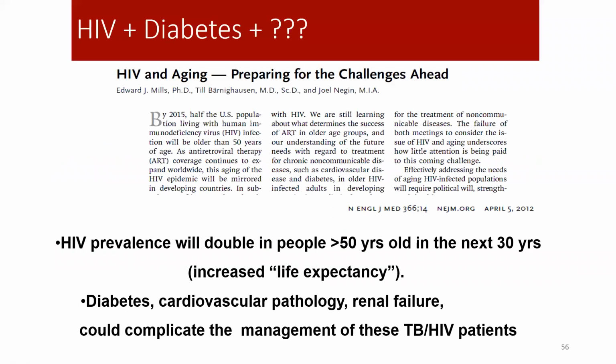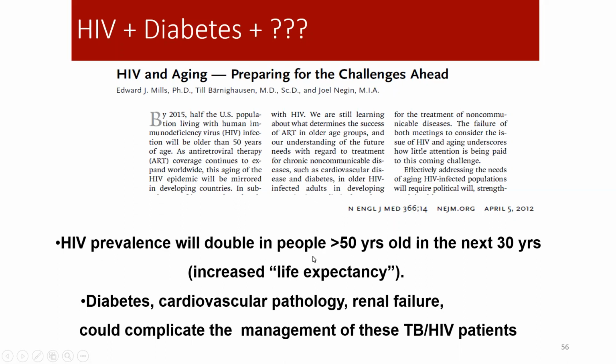So this was one of the journals looking at HIV and aging, in terms of preparing for the challenges ahead. Edward J. Mills, PhD, looks at this study. By 2015, half of the US population living with HIV will be older than 50 years of age, and ARV coverage continues to expand worldwide. This aging of HIV will be mirrored in developing countries, where with HIV we are still learning about the determinants of success of ART in the older age group. So what happens in this instance?